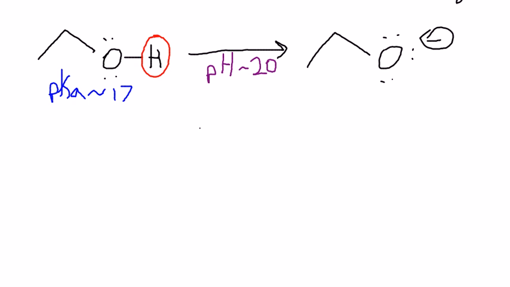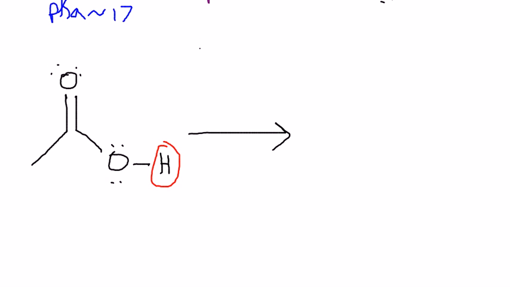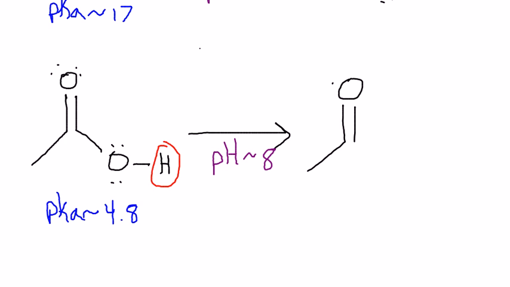Now we'll look at another structure. So this is acetic acid. And if we want to take off this proton, well, it takes a pH of about 8. And that is because acetic acid has a pKa of about 4.8. So it only takes a pH of about 8, so we're talking about water here, to completely deprotonate acetic acid and to give us this structure.